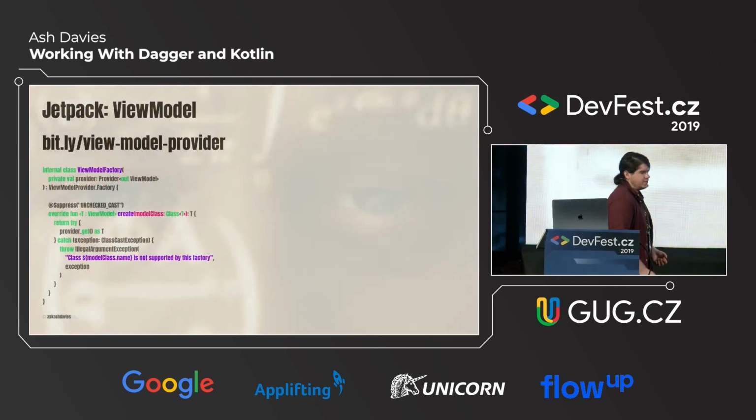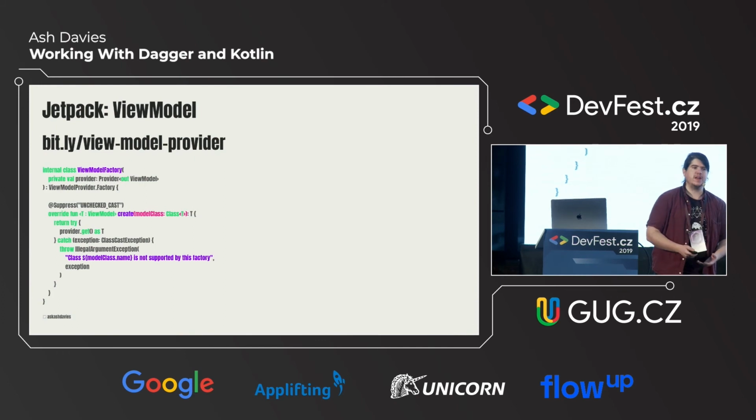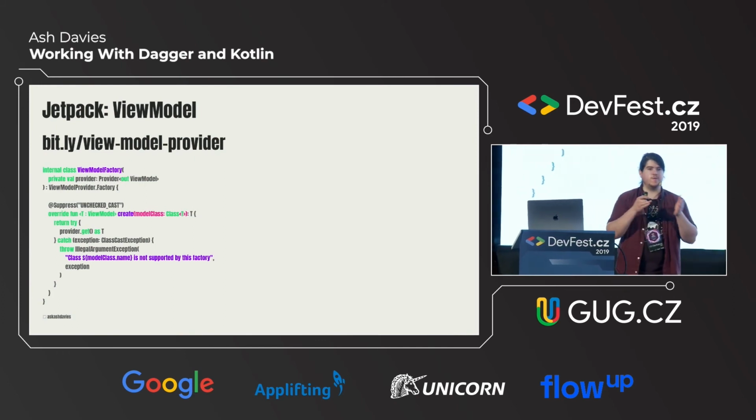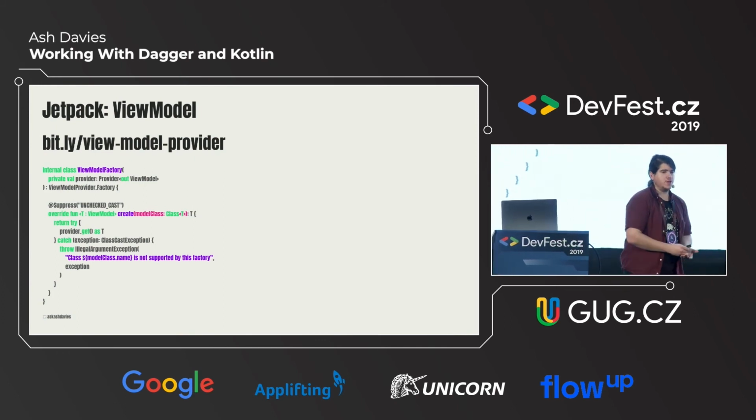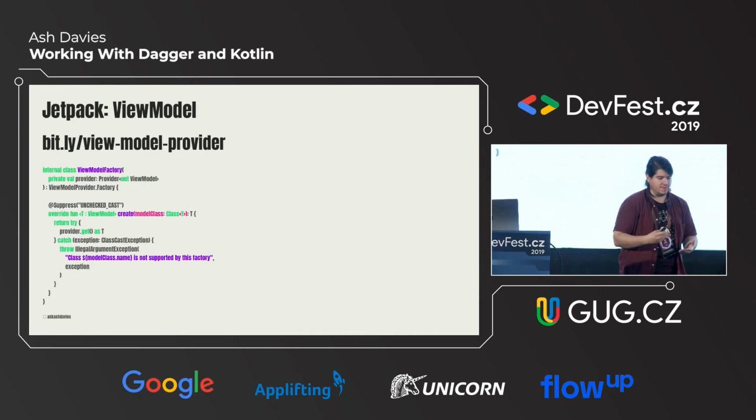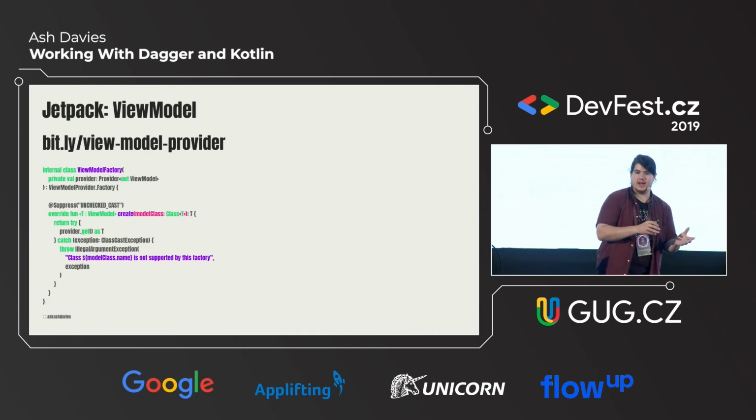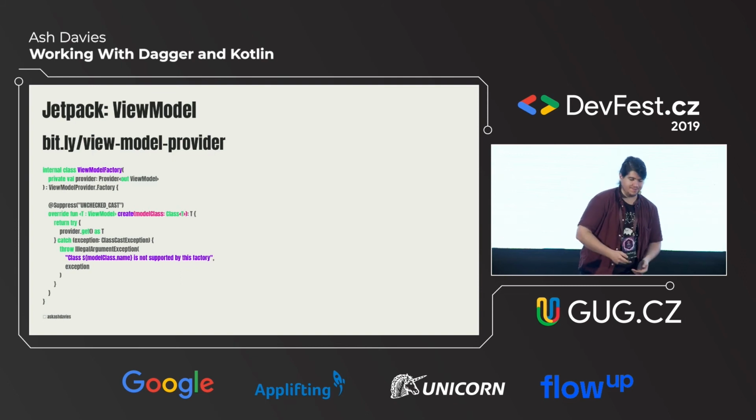Well, the approach I've been trying to use recently is utilizing the provider of a view model injected into a view model factory. So you define this view model factory with a provider, and then you have this implementation just saying, is it the right class? Provider if it is, throw if it isn't.